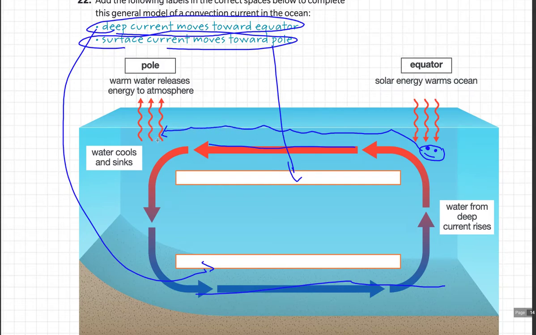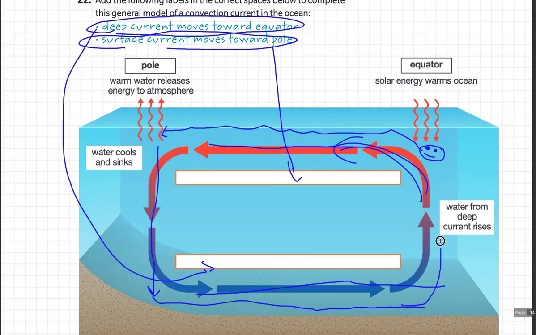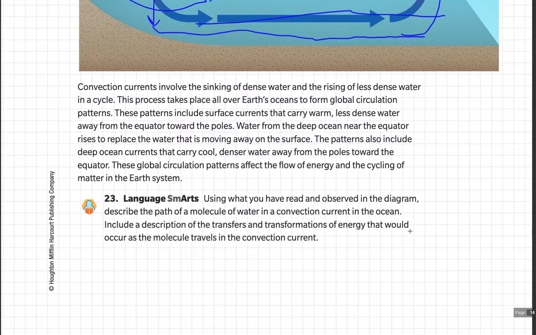It gets to the pole, and the pole has less energy from the sun, so the molecule cools off and gets more dense. So it falls down to the bottom of the ocean, and now it's part of a deep ocean current traveling back towards the equator. And then once it gets to the equator, because all the other hot molecules are moving in this convection cell, it's being drawn up towards the warmer area, where it gets more energy.